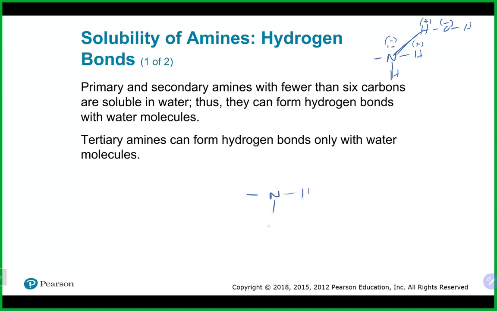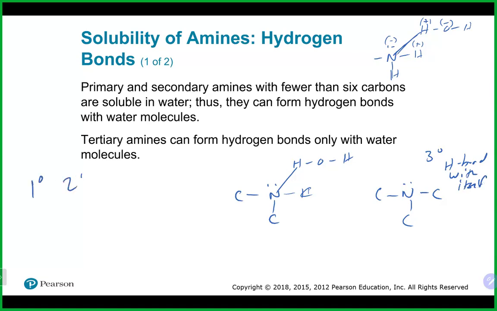Here, let's do carbons. And once again, it can hydrogen bond using water's hydrogen to hydrogen bond there. A tertiary amine cannot hydrogen bond with itself because it has no hydrogen to do that with. Now, secondary and primary amines can hydrogen bond with themselves.